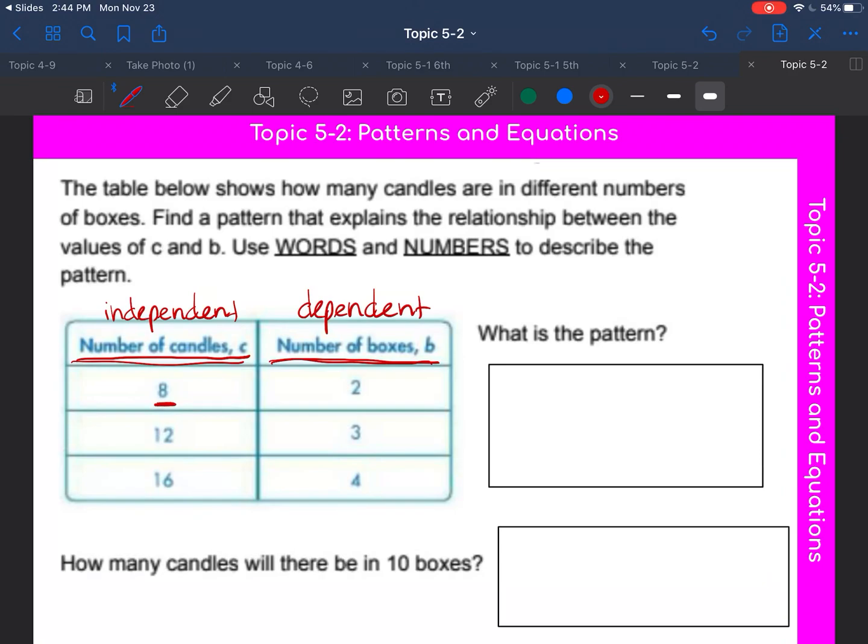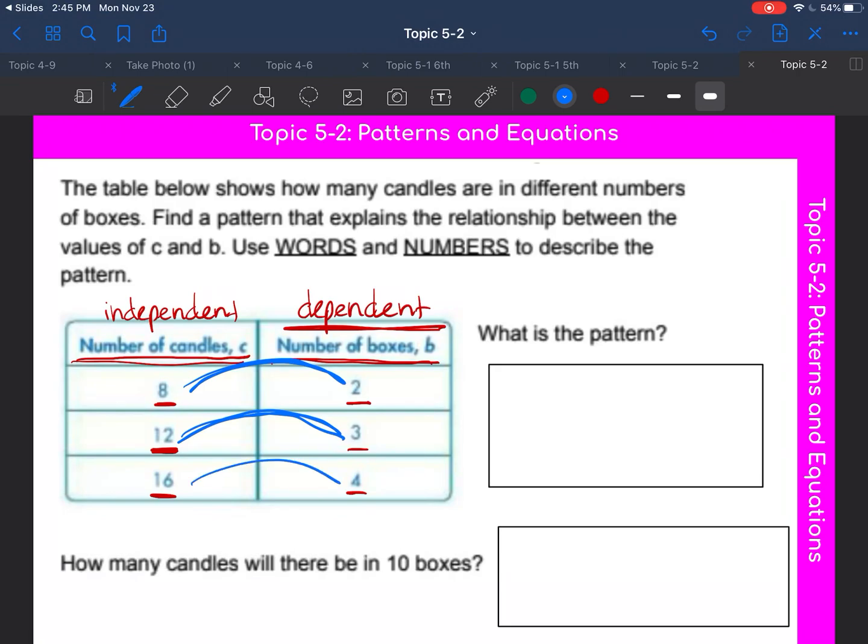If there are 8 candles, there's going to be 2 boxes. If there are 12 candles, there's going to be 3 boxes. So the number of boxes always depends on how many candles there are. If there are 16 candles, there's going to be 4 boxes to fill those candles. Okay, so now we want to understand a pattern between the number of candles and the number of boxes.